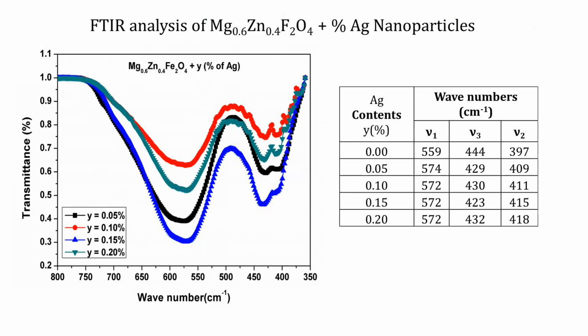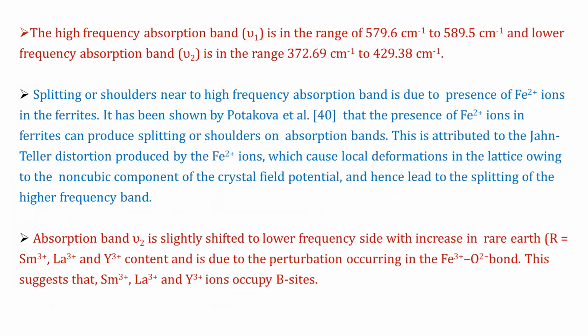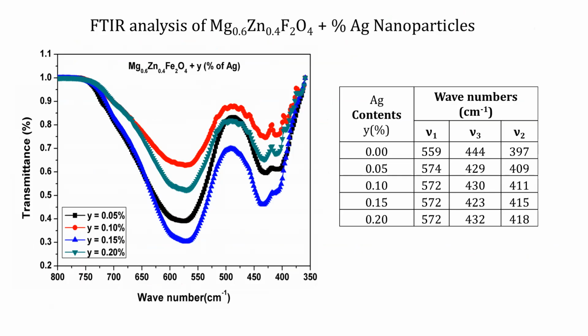This is again the FTIR spectra of Ag doped MgZn ferrites. Again we get the same things, but here we observe that some shoulders appear at the octahedral site, and this is due to the Jahn-Teller effect. It means that our sample contains excessive Fe2+ ions.